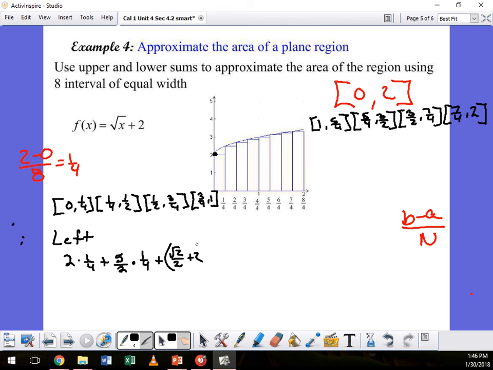That's a triangle. Times 1/4, okay, right? Plus, what goes in next? Rad 3 over 2 plus 2, right?